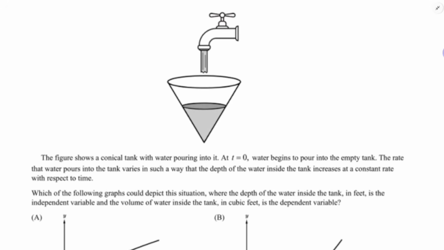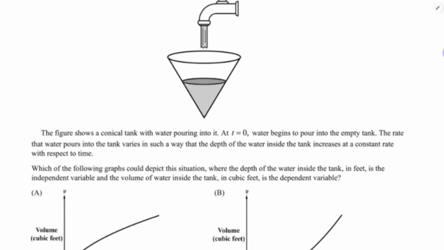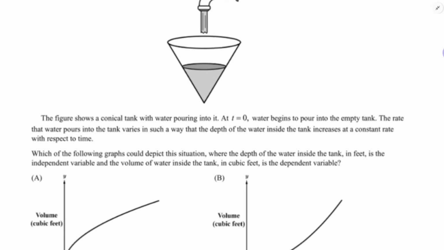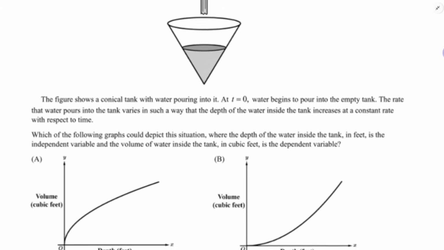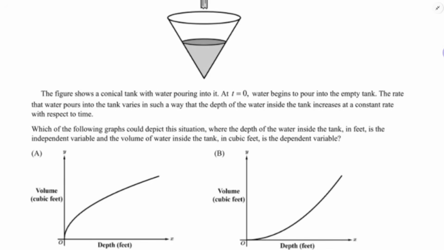Okay, yes, this one. All right, so we've got a cone filling up with water. It's a situation you might become more familiar with if you continue on and take AP Calculus next year. At t equals 0, we're going to start pouring in. The rate that we pour into the tank varies in such a way that the depth of the water inside the tank increases at a constant rate with respect to time. This is very unrealistic, right? When we usually fill up a paper cup or a paper cone of water from one of those water coolers, the water's coming out at a constant rate.